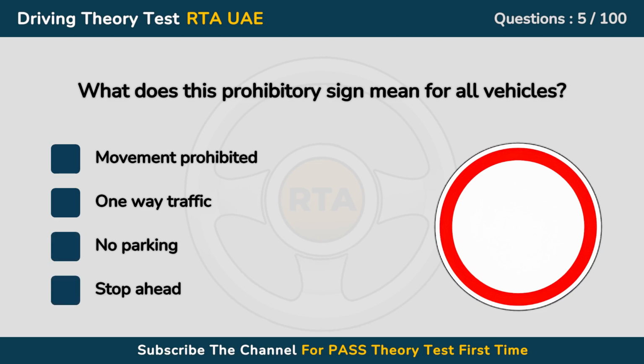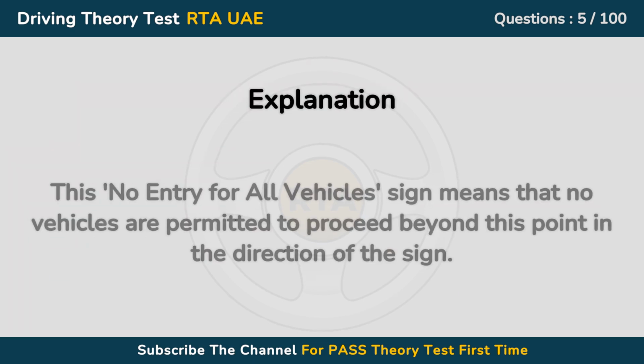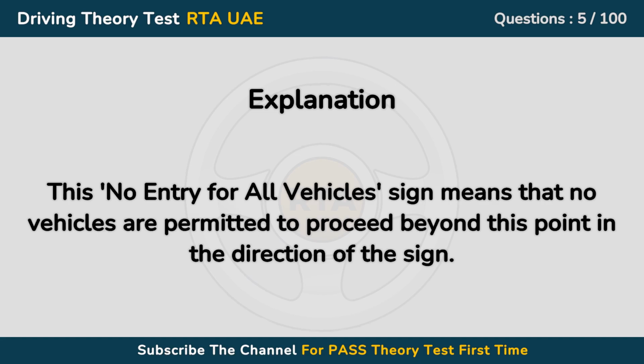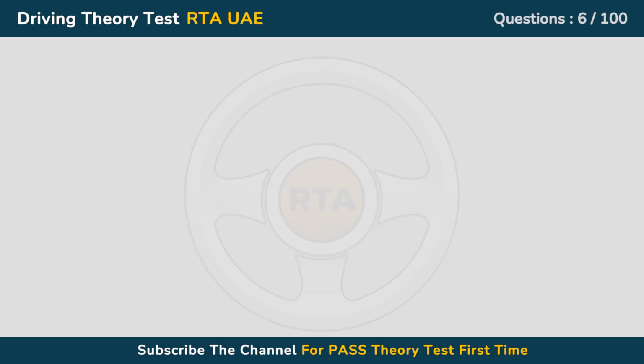A. Movement prohibited. B. One-way traffic. C. No parking. D. Stop ahead. Answer is A. Movement prohibited. This no entry for all vehicles sign means that no vehicles are permitted to proceed beyond this point in the direction of the sign. Question 6.